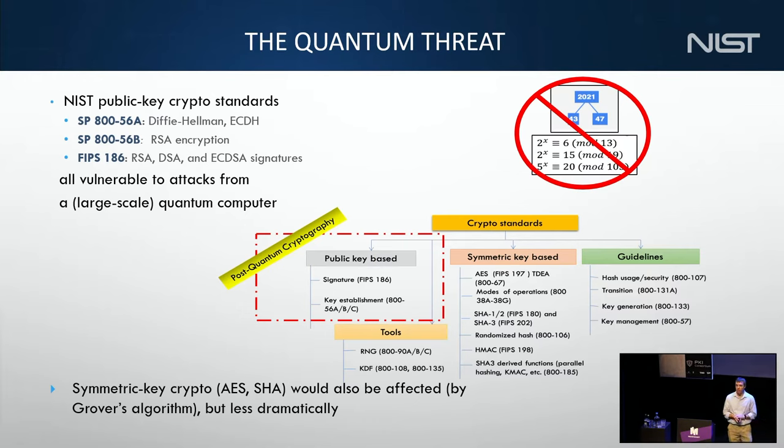At NIST, we have a variety of cryptographic standards to do all sorts of things. We've got public key standards, symmetric key, hash functions, random number generation, key management, and we have a lot of standards that have been developed for the United States federal government. The quantum threat is most directly applied to our public key crypto standards. Those are housed in a couple of different documents. FIPS 186-5 has digital signatures, and then SP 800-56A and B have our key establishment algorithms.